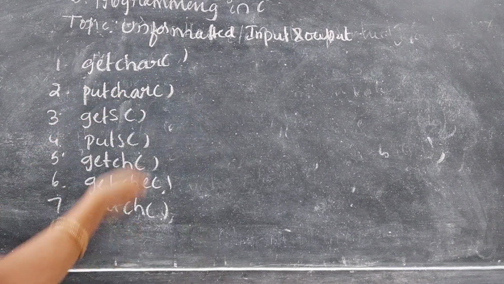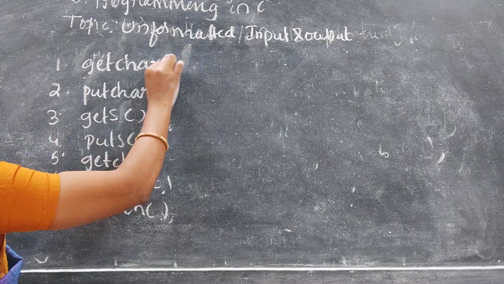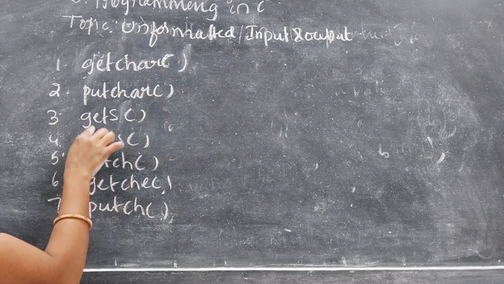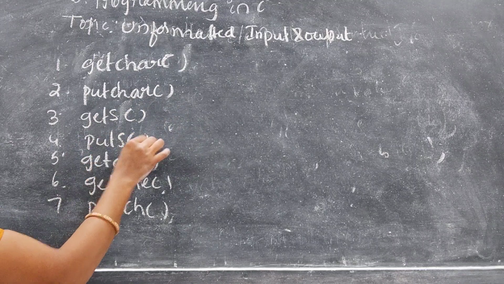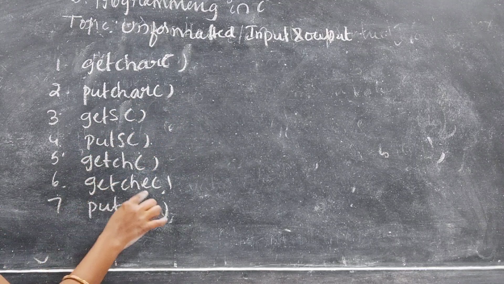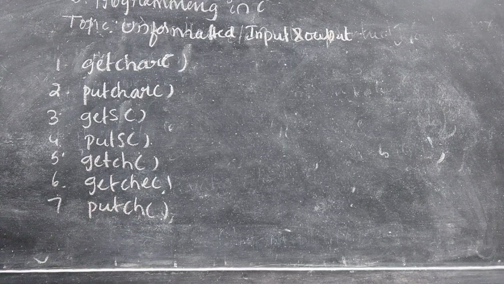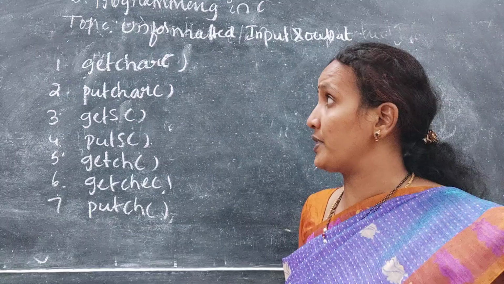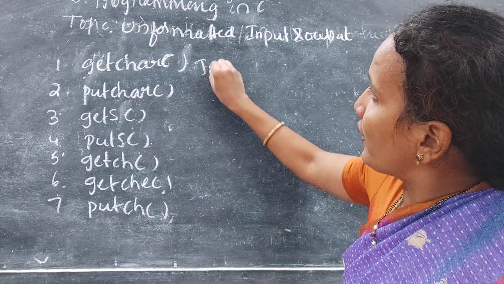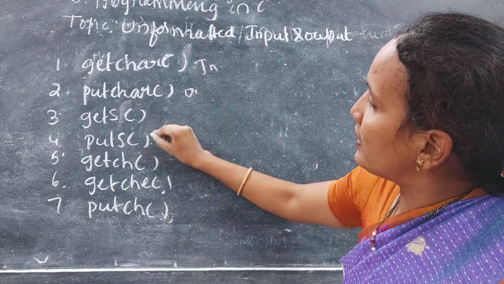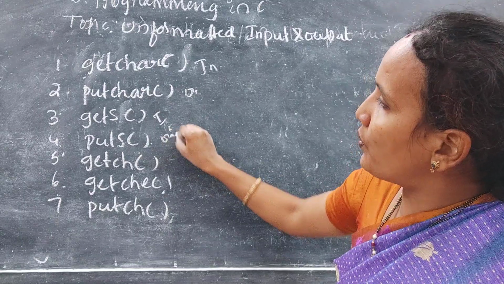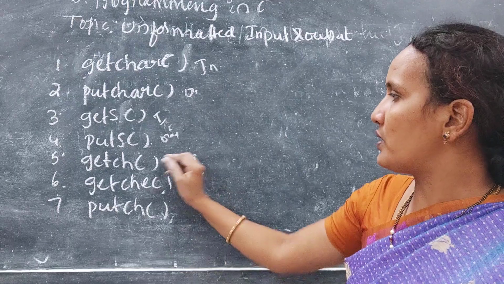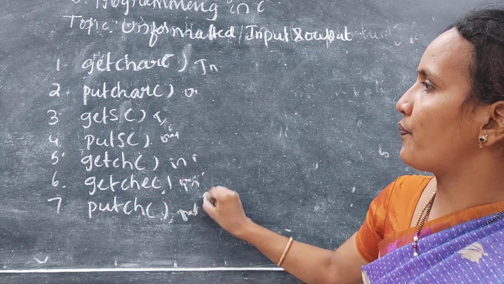getchar() is a function. According to the C programming rules, all the functions should be in lowercase and should have parentheses. putchar(), gets(), puts(), getch(), getche(), putch(). These are the unformatted input and output functions. This is the input function, this is the output function, this is the input, this is the output, this is the input, and this is the output. This is also input and this is the output.